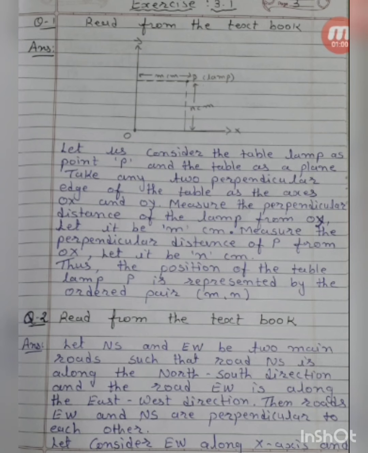Thus, the position of the table lamp P is represented by the ordered pair (m, n). Understand? Here m is the x-coordinate and n is the y-coordinate. So we have to write (m, n).